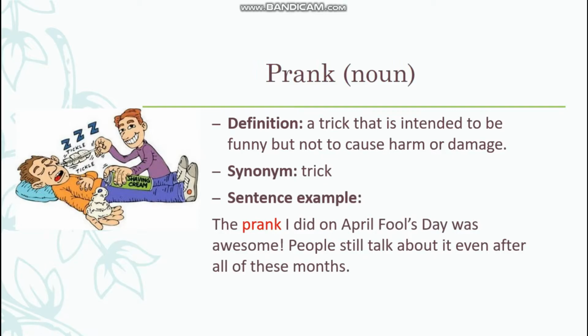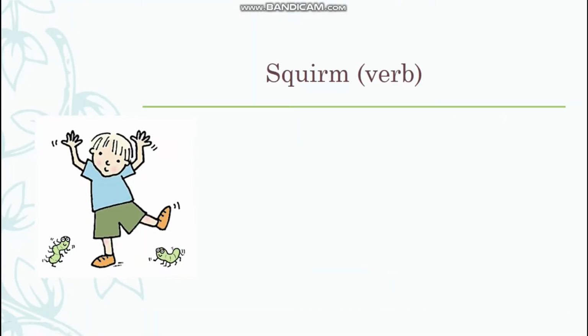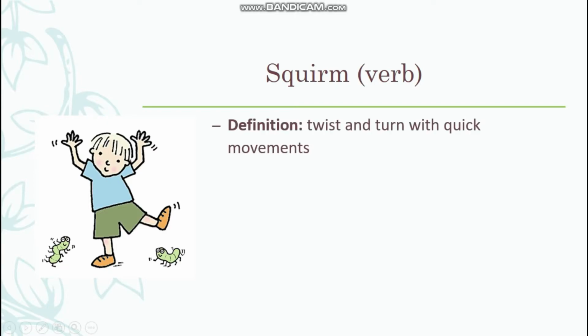Now let's continue with the second one, and I have the word squirm, and this is actually a verb. And the definition is the following. Squirm is to twist and turn with quick movement. So it's turning around, moving the body with quick movements. And if I want a synonym for the word, it's basically the word wriggle, which is actually making movements with the body, spinning, twisting, and turning. So the definition is twist and turn with quick movements, and our synonym is wriggle.